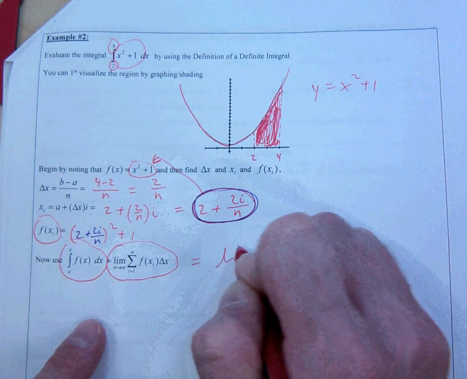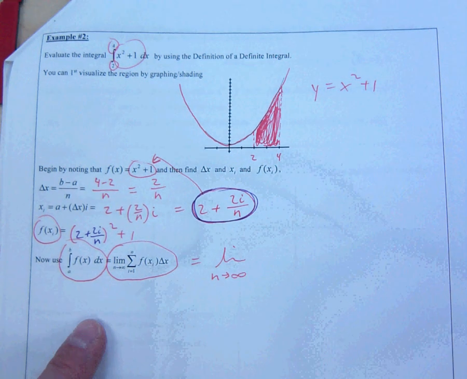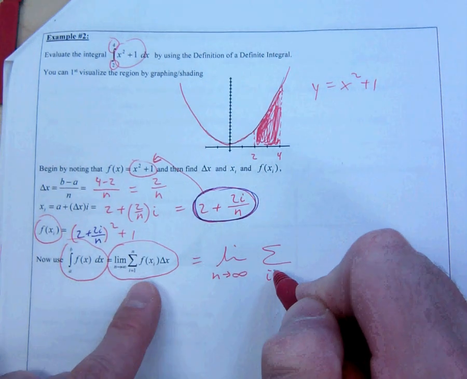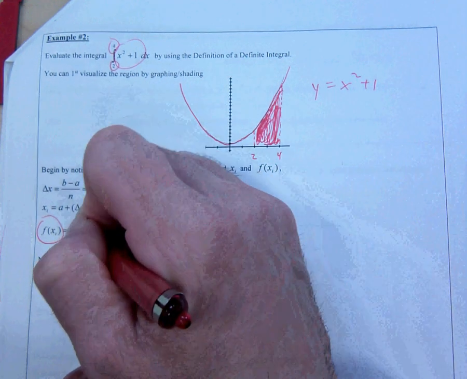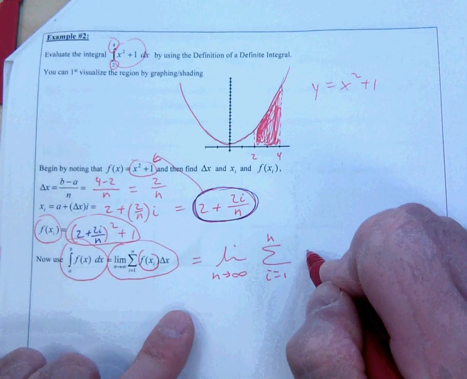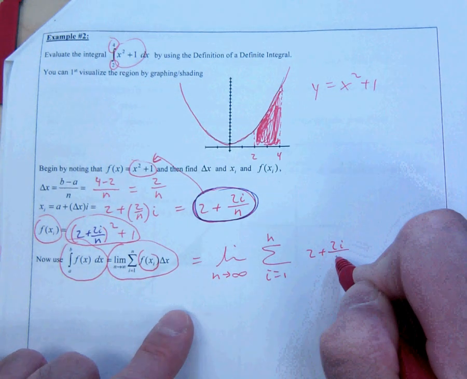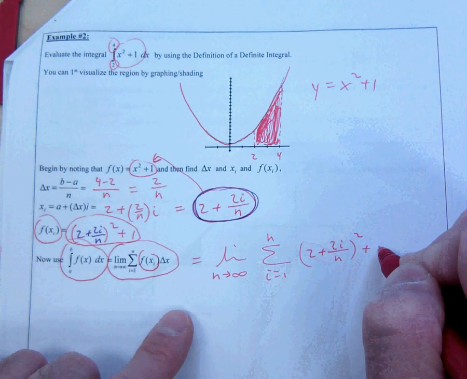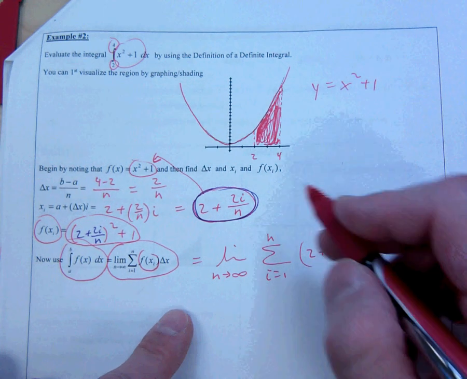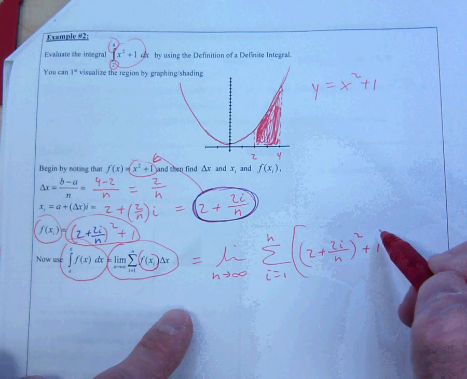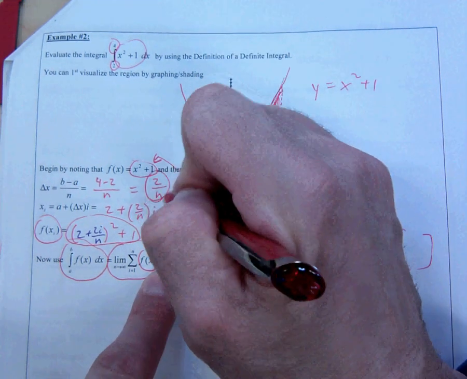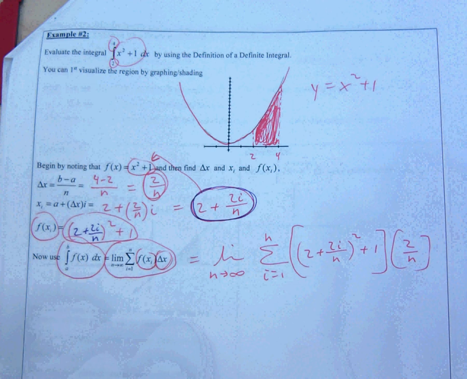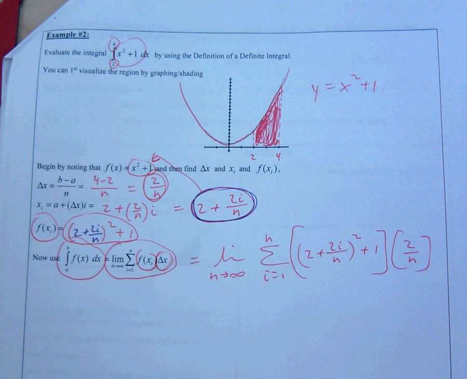So I'm going to take the limit as n goes to infinity of the summation i equals 1 to n of f of x sub i, which I just found to be this, right? Isn't this my f of x sub i right here? Times what? Delta x, which is what? 2 over n. Any questions on where any of that came from?